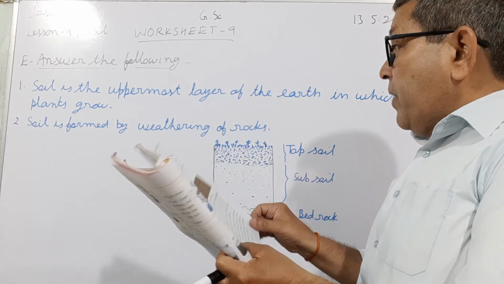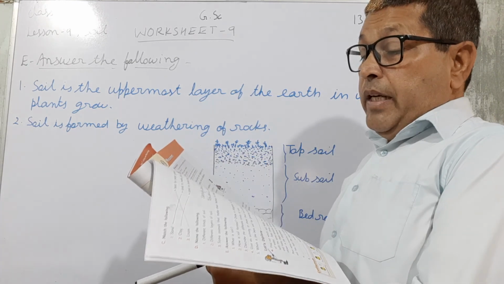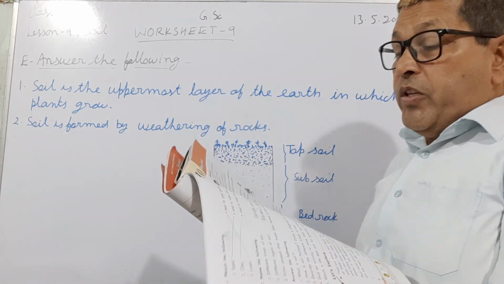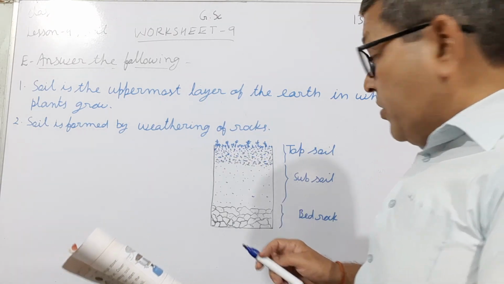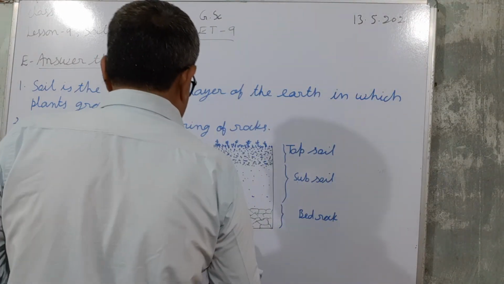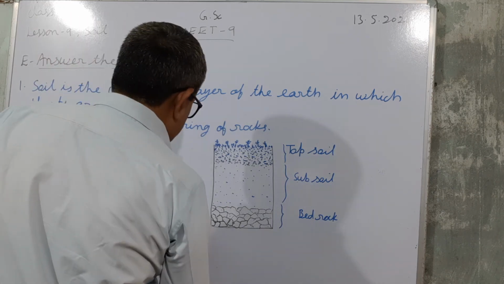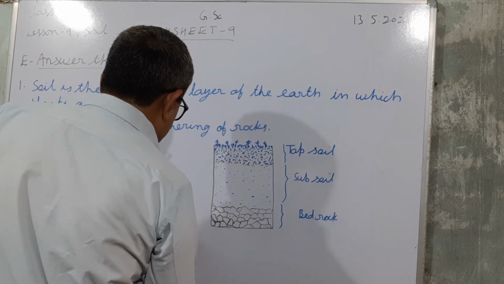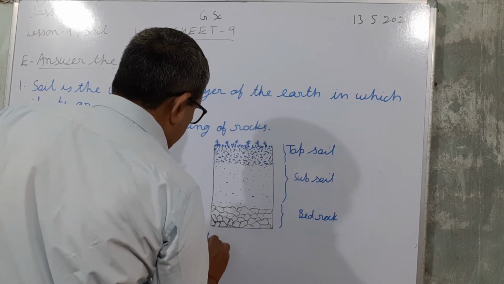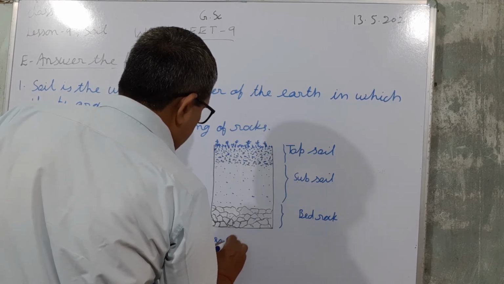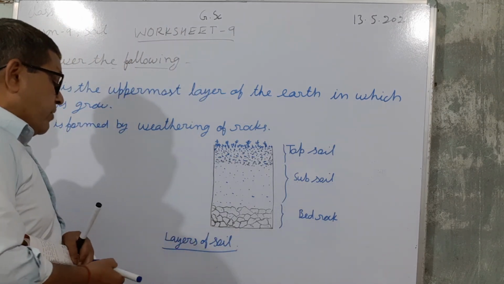So next part of this lesson, draw a diagram to show different layers of soil. So here we can write below the diagram, layers of soil, different layers of soil.